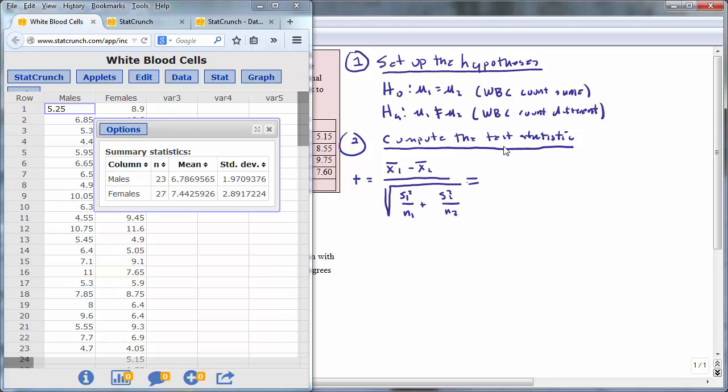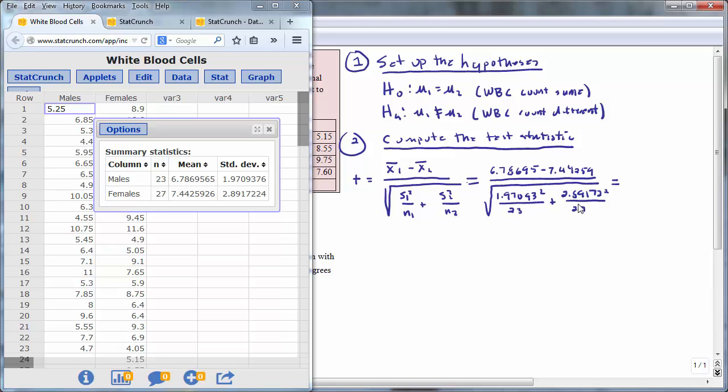So now we can substitute these values in. In the numerator, we have the first sample mean, 6.78695, minus the second sample mean, 7.44259. And then in the denominator, we have the square root of the first standard deviation, which is 1.97093, squared divided by the first sample size, which is 23, plus the second sample standard deviation of 2.89172, squared divided by the second sample size of 27.